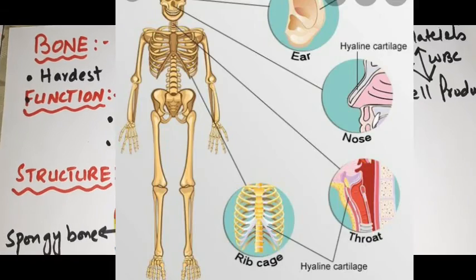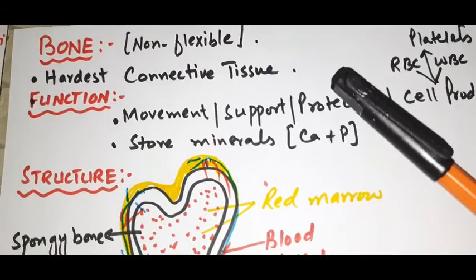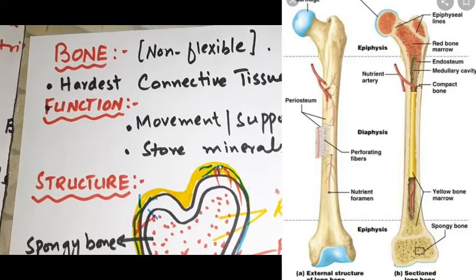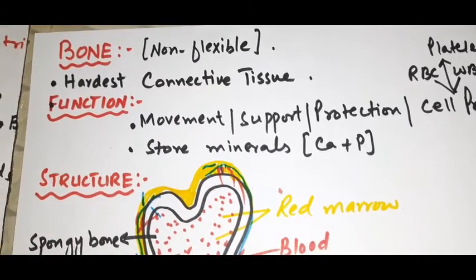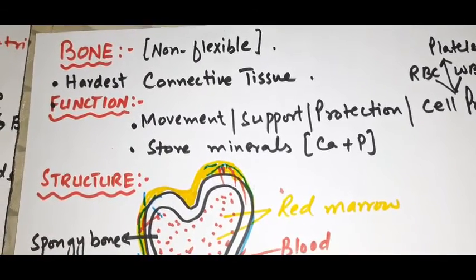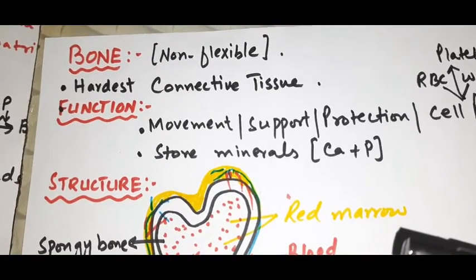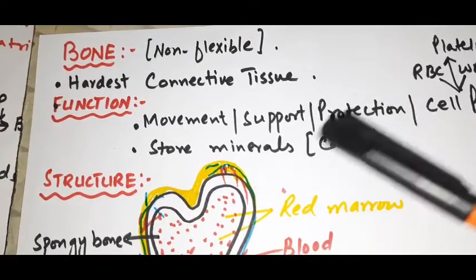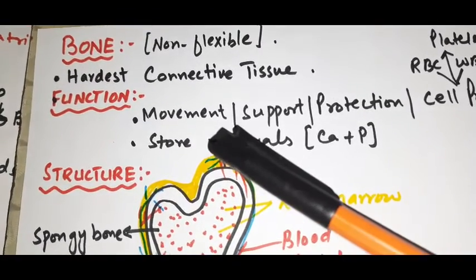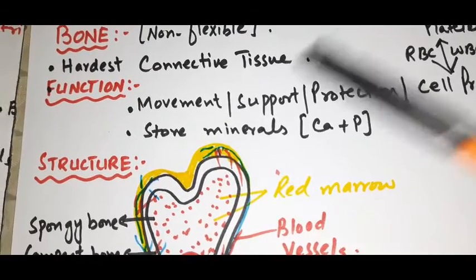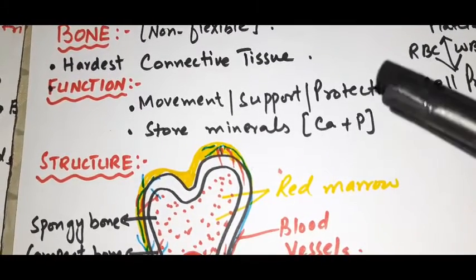Now moving toward the next topic, which is the bone, right? So bone is the hardest and most rigid part of the skeleton. It is also made up of connective tissues, right? So its basic function is in movement. They play an important role in the movement of the body. Muscles pull on bones to enable the movement.